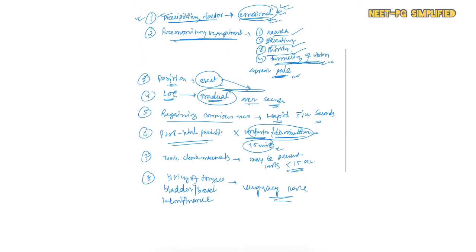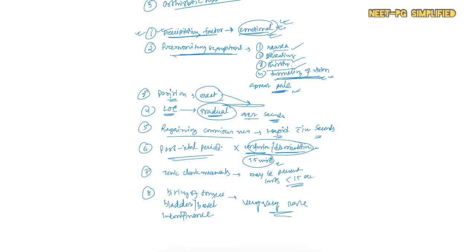Number one, precipitating factor is usually present and it is an emotional one. Number two, premonitory symptoms like nausea, sweating, feeling of thirst, tunneling of vision, and the patient can appear pale. Number three, position is erect. Loss of consciousness is gradual over seconds, and regaining consciousness is also rapid, within seconds. Postictal period: no postictal confusion, no postictal disorientation. If present at all, it will be less than 5 minutes. Tonic-clonic movements may be present, lasting less than 15 seconds. Biting of tongue and bladder incontinence are usually absent.